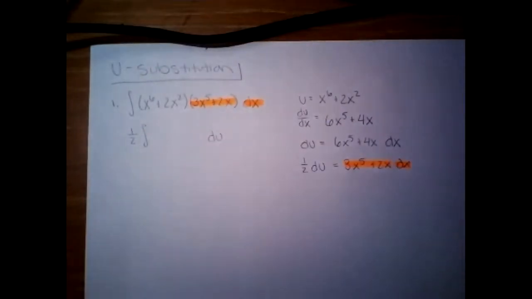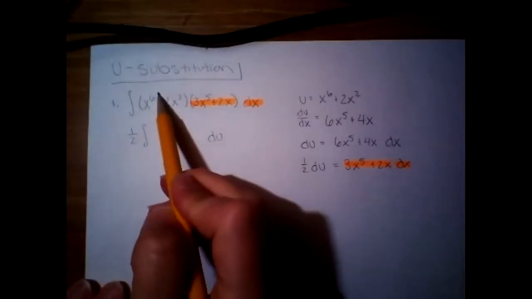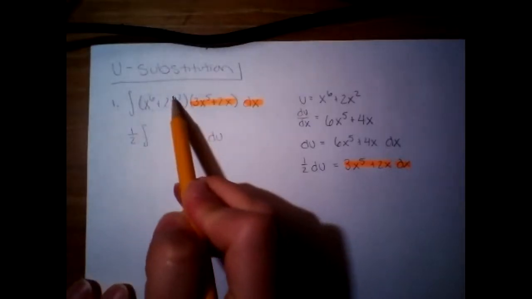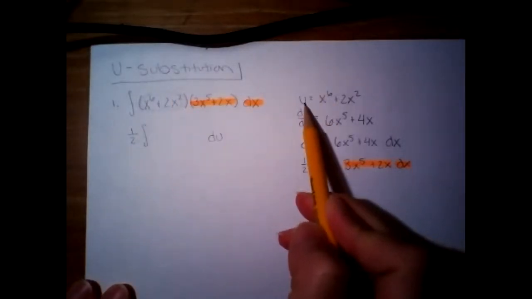This is the most important thing I'm going to say. Whatever you didn't highlight is still there. Whatever you didn't highlight is still there, which in this problem is this stuff, which is what we let equal U.